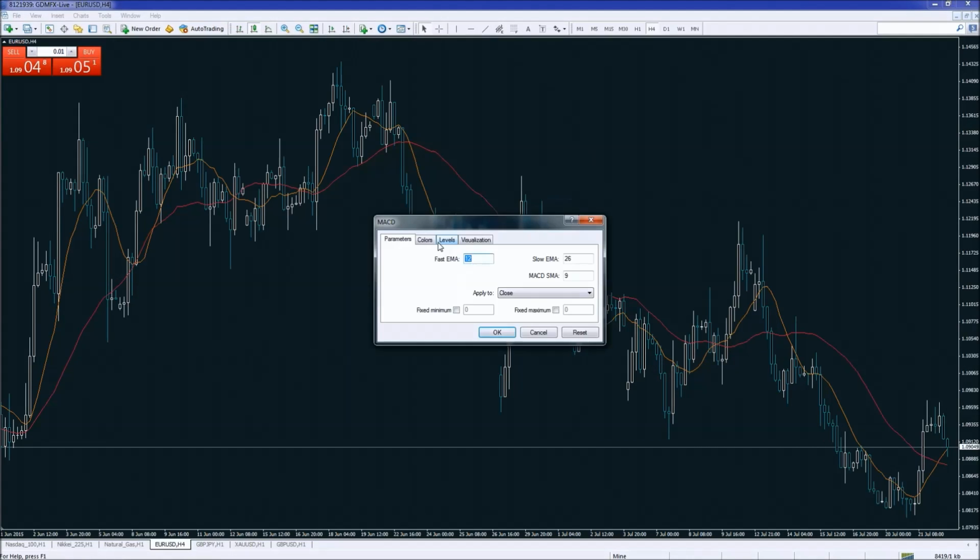Basically, the moving average convergence divergence tool first measures the difference between two exponentially smoothed moving averages. This difference is then smoothed and compared to a moving average of its own. So when the current smoothed average is above its own moving average, then the histogram is at the bottom.